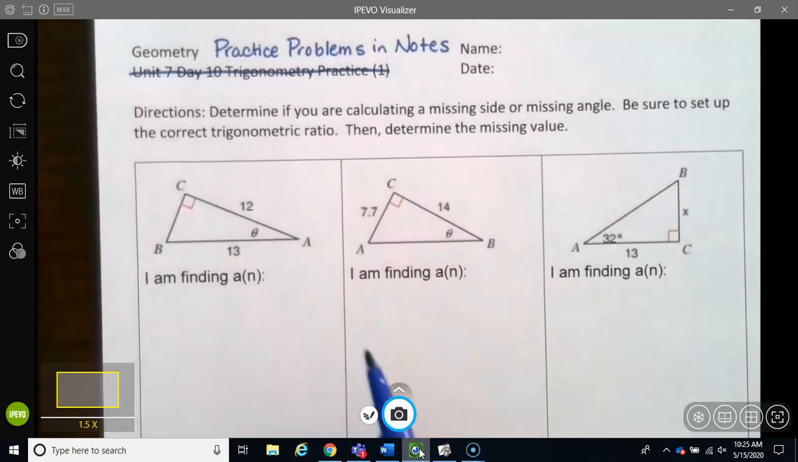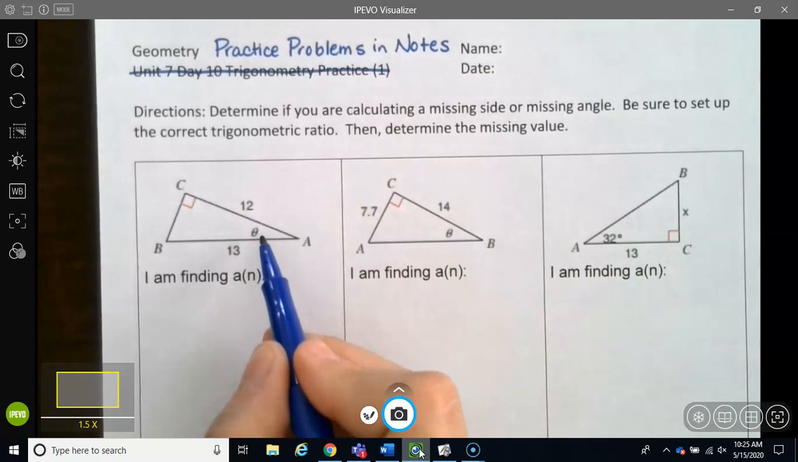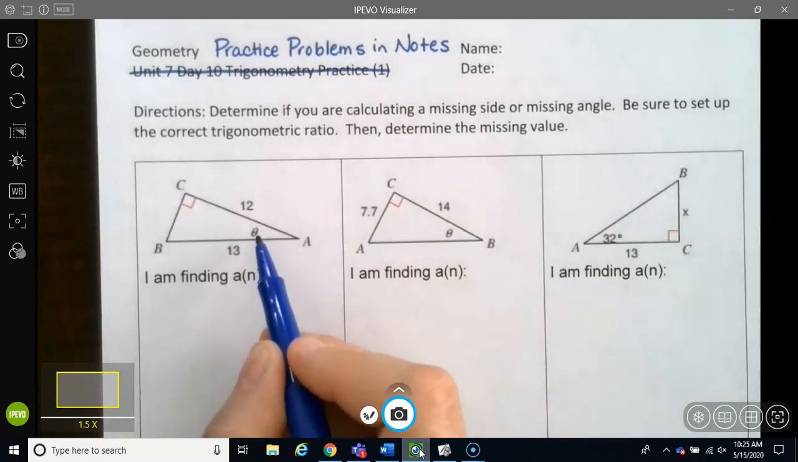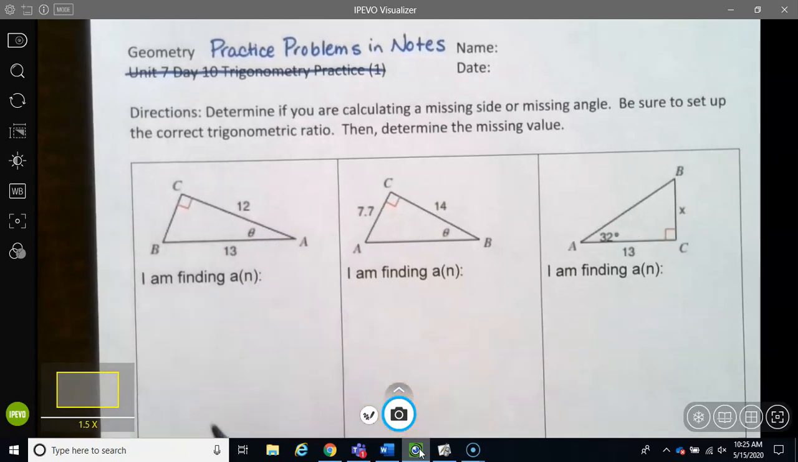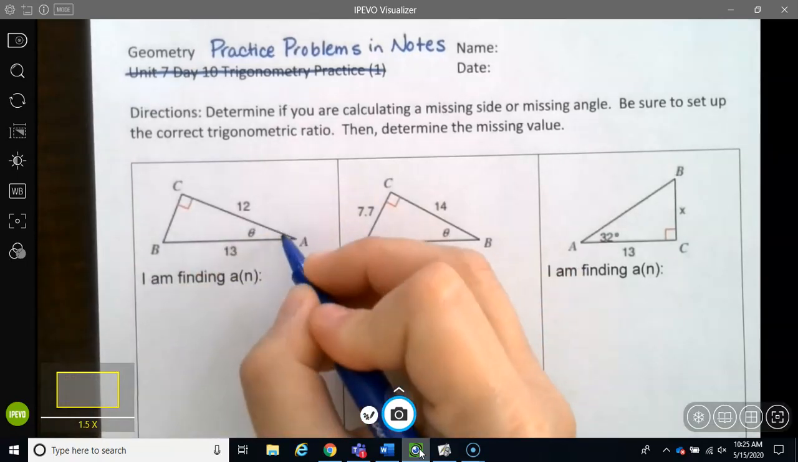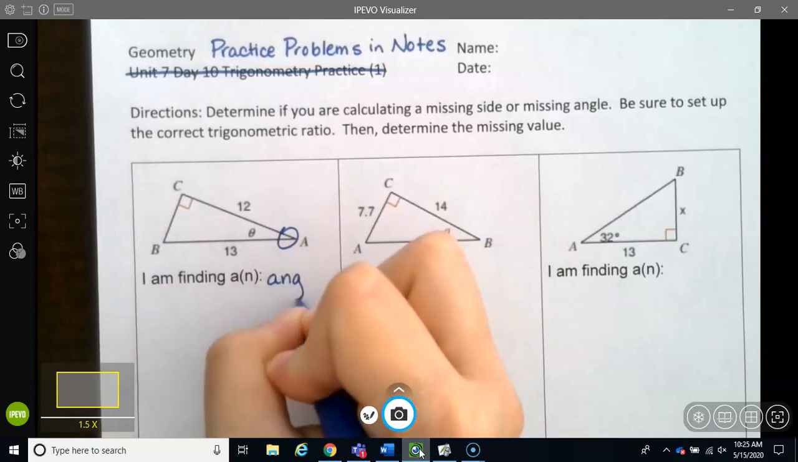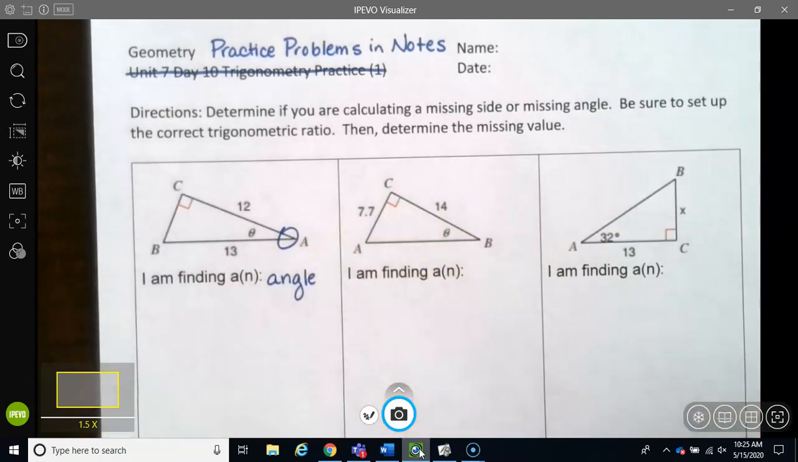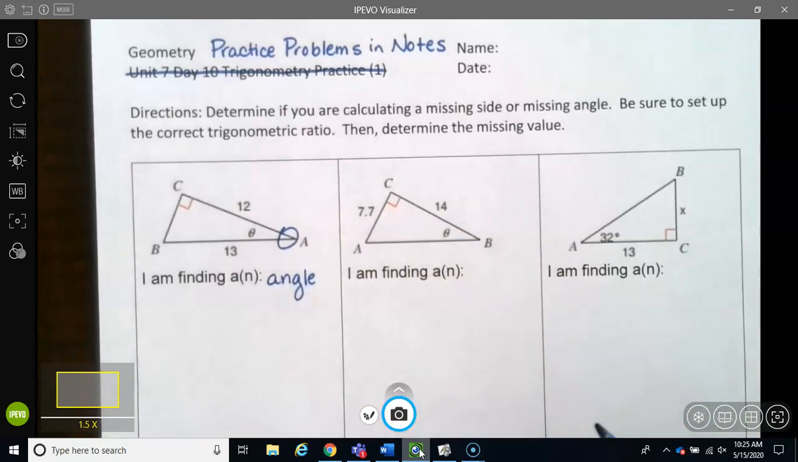All right, for number 1 here, notice that little Greek symbol there, that's theta. That's a variable for an angle. So if they have the variable theta there, then that's what we're trying to find, that missing angle. So in this case I am finding angle A. That would be my reference angle. Whenever you're finding an angle, that angle is your reference angle.